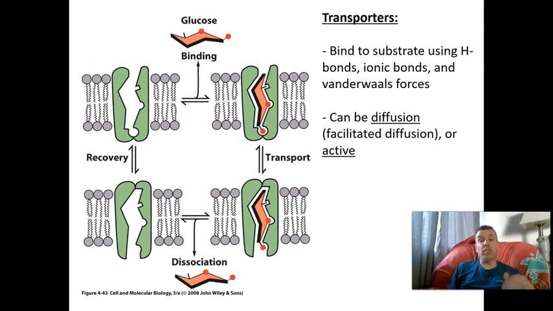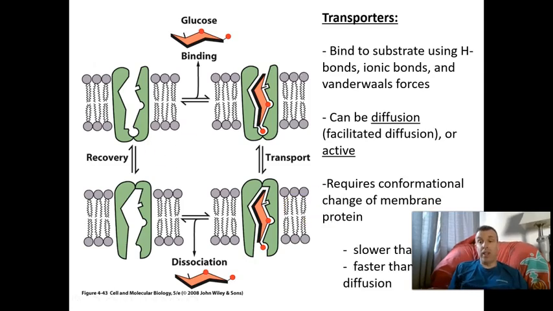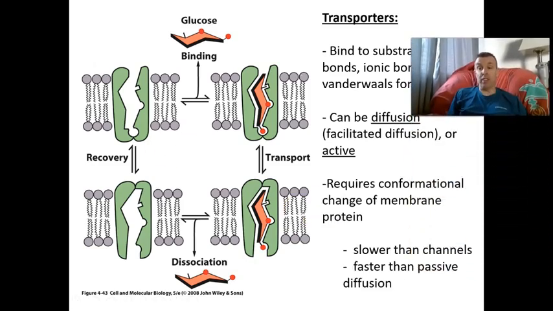Those interactions are going to be very specific for one type of molecule. So again, a glucose transporter will only transport glucose. Okay? And it is slower because it requires that conformation change. That makes it slower than channels, but faster than passive diffusion. And it also means that eventually you'll plateau where you can't move anything more across, you can't move it any faster because you start to run out of helpers, you run out of the transporters.